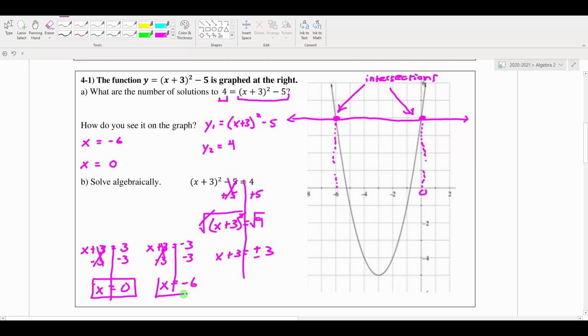Okay, so there it is algebraically, which was a bit more work than what we did graphically, right? So we have our graphical solutions, which matched up with our algebraic solutions, but I do feel like in this instance, the graphing method was a bit quicker than the algebraic method, okay? So let's take a look at another example.